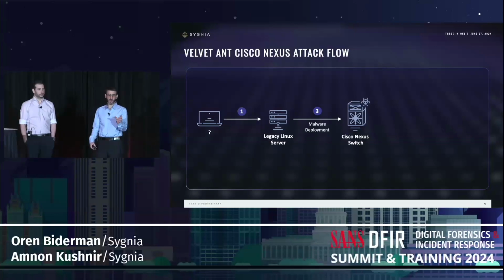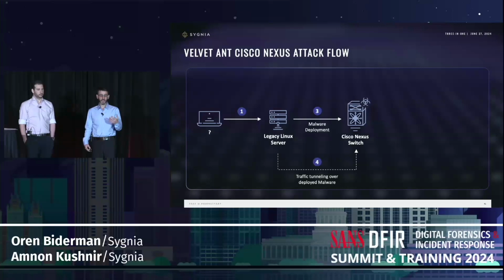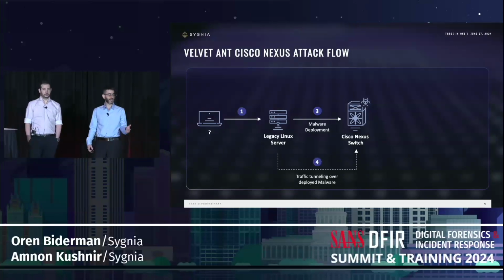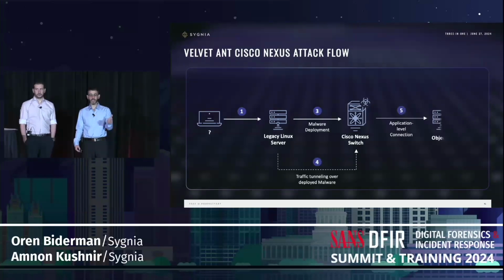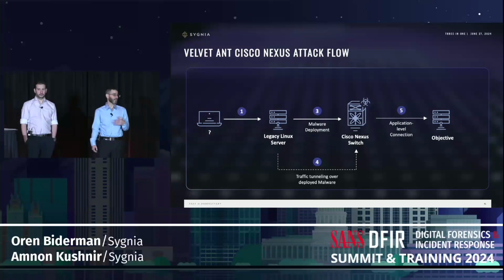So Velvet Shell was deployed on the machine. Once Velvet Shell was running, the threat actors were able to tunnel their traffic through the Nexus switch and into their objectives inside of the network.